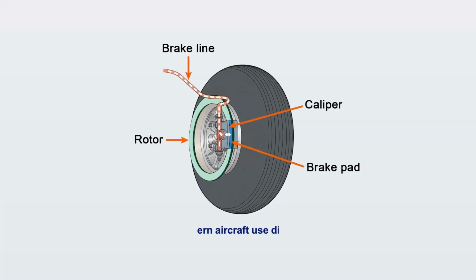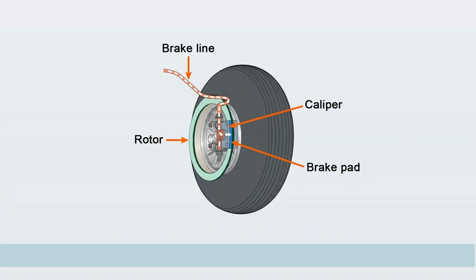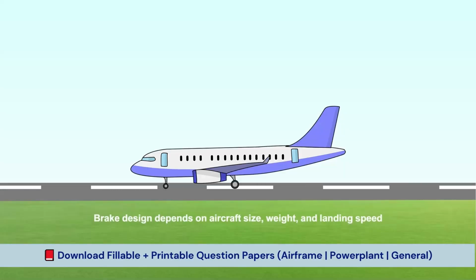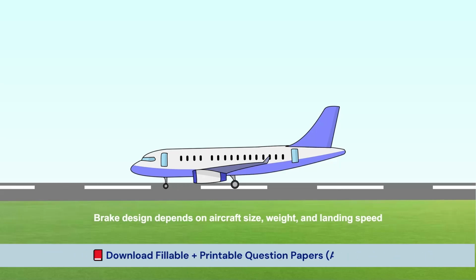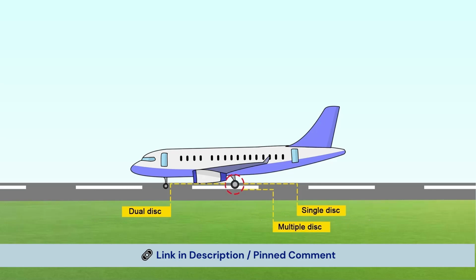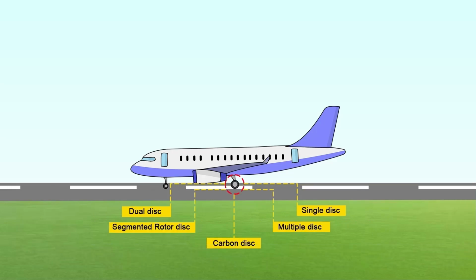Most aircraft use disc brakes, where a rotating disc is attached to the wheel and a stationary caliper applies friction to slow rotation. Depending on aircraft size, weight, and landing speeds, brake systems may include single disc, dual disc, multiple disc, segmented rotor, or carbon brakes, while older aircraft may still use expander tube brakes. Carbon discs are increasingly common due to their superior thermal and weight characteristics.